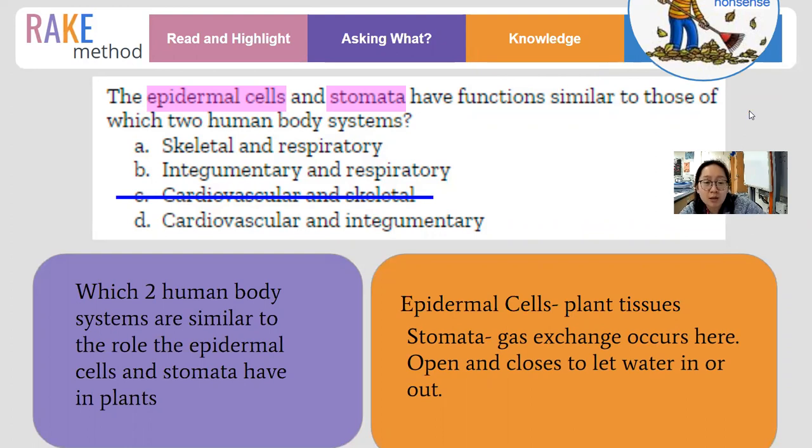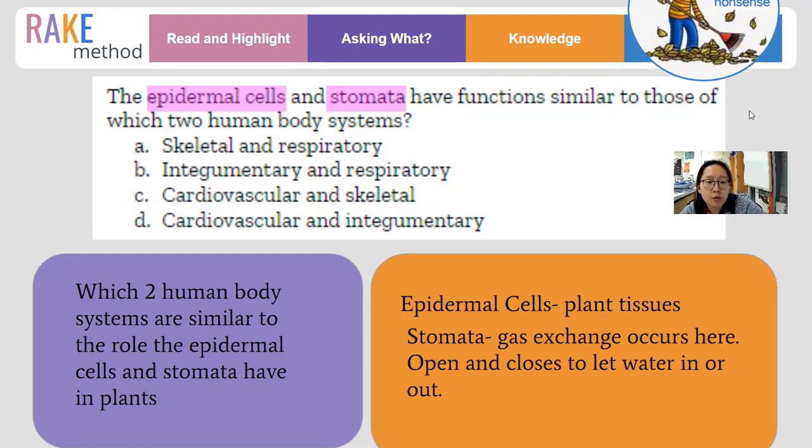We're not going to be talking about something on the inside, like the cardiovascular system, which are veins and arteries. And then we're also not going to be talking about the skeleton. Likewise, for choice A, we're not talking about the skeleton, nor are we talking about the lungs, because that's also very, very much on the inside.